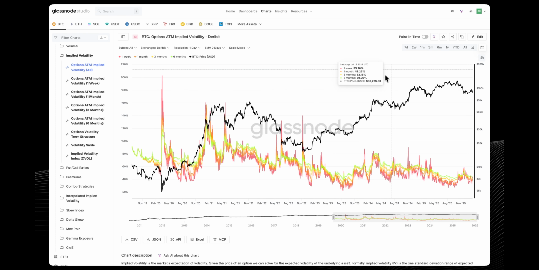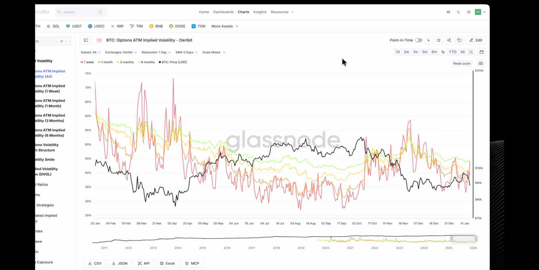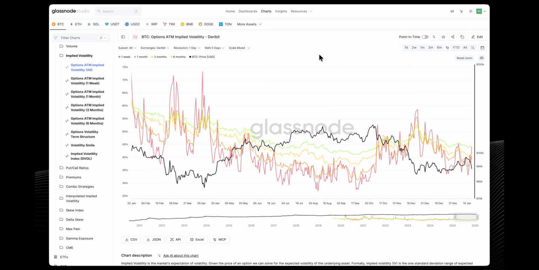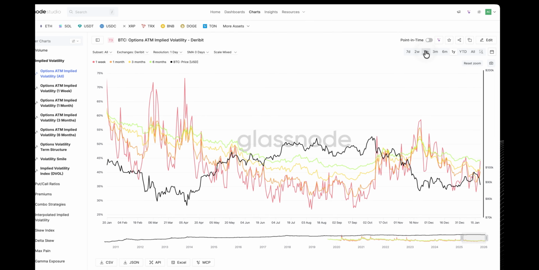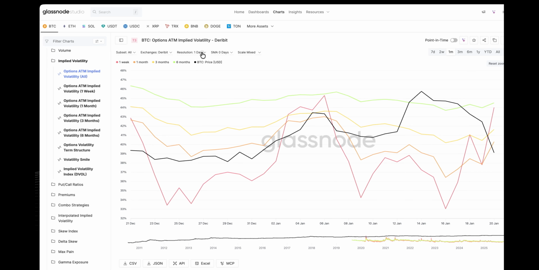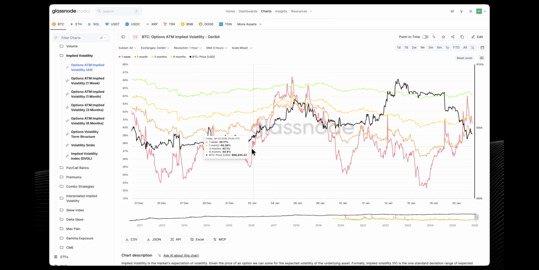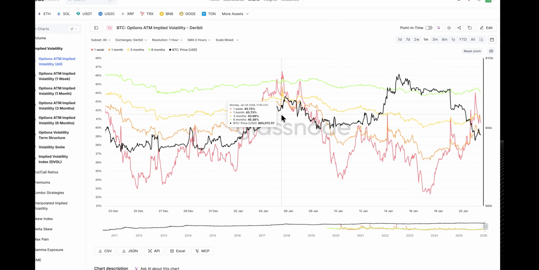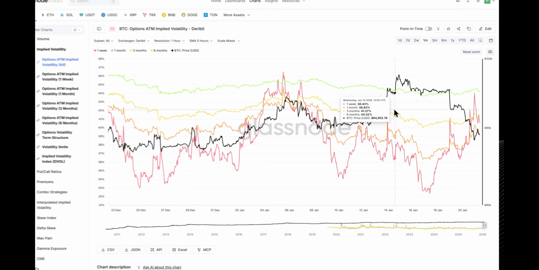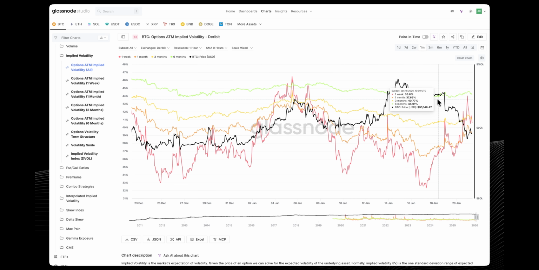Now looking at the charts, over the last year, at-the-money implied volatility across maturities has generally trended lower. Short-dated implied volatility shows occasional spikes, but those moves fade quickly. Longer-dated implied volatility, on the other hand, remains stable and relatively shallow.